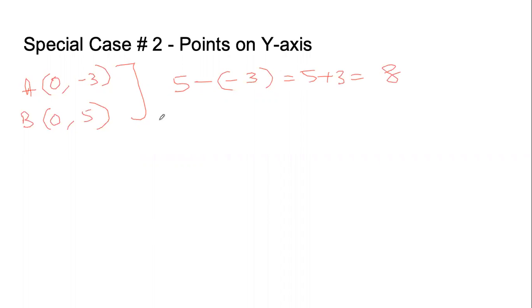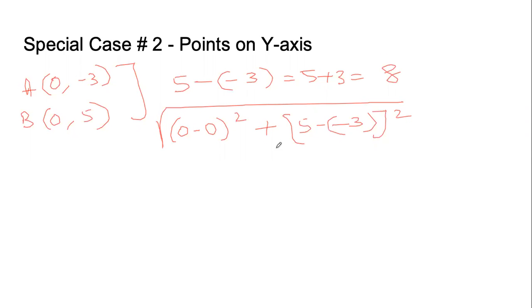Now you tell me how we can find the same thing using the general formula. What will I write first with x's? Something minus something ka square. 0 minus 0 square. Very good. Then plus 5 minus 3 square. Very good. So when we do this, again 0 minus 0 is 0. We can ignore that. 5 plus 3 is 8. 8 square. Convinced? The general formula is also applicable for the special cases.